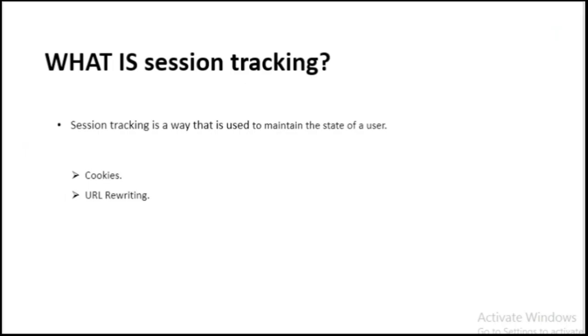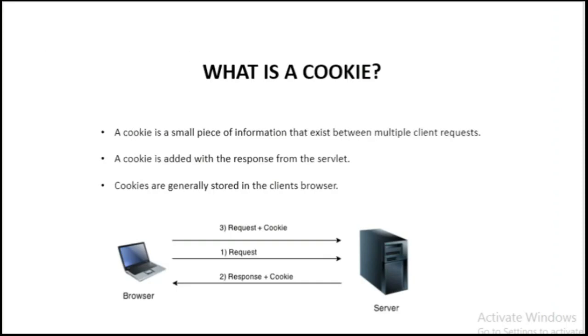So now let's take a look at session tracking. Session tracking is basically a way that can be used to maintain the state of a user. And in session tracking there are two famous methods that we can use to track a session. The first way to do this is by using cookies, and the second way is by using URL rewriting. So first let's take a look at what a cookie is.